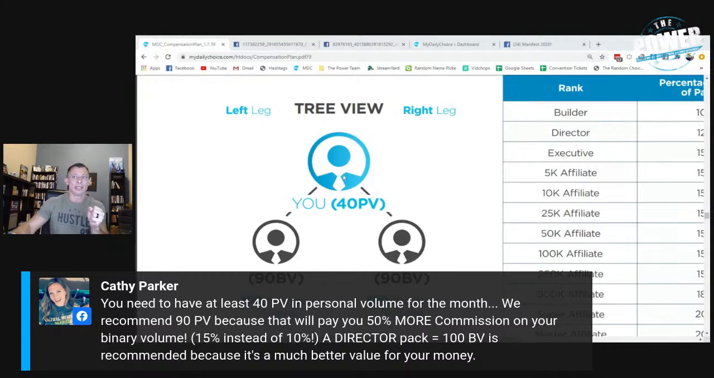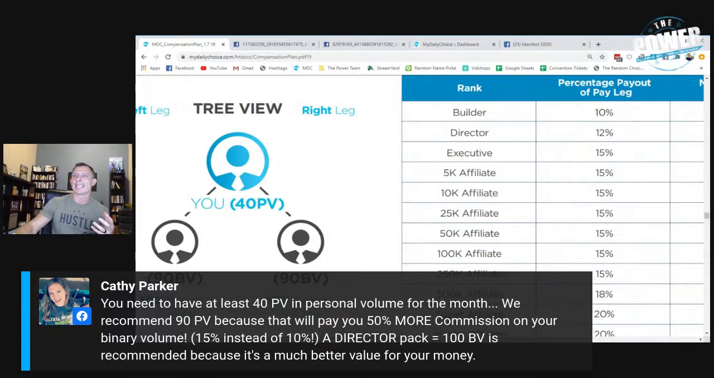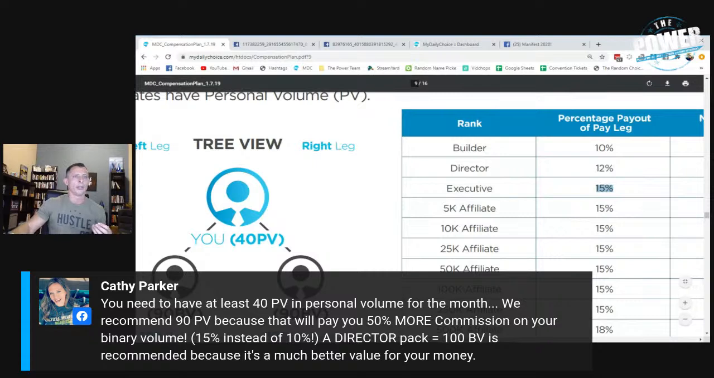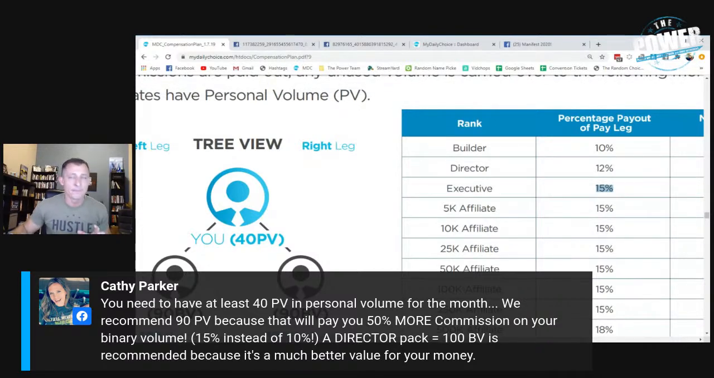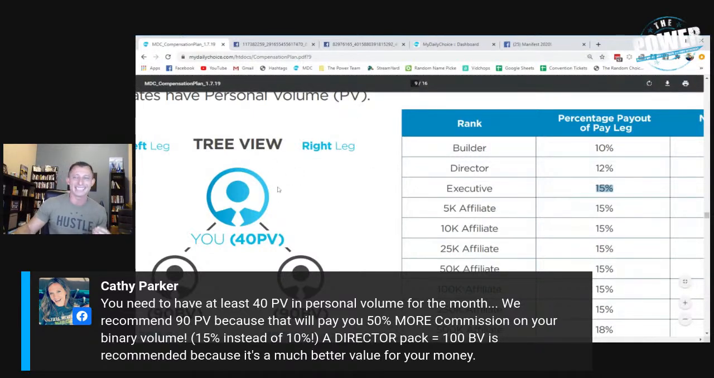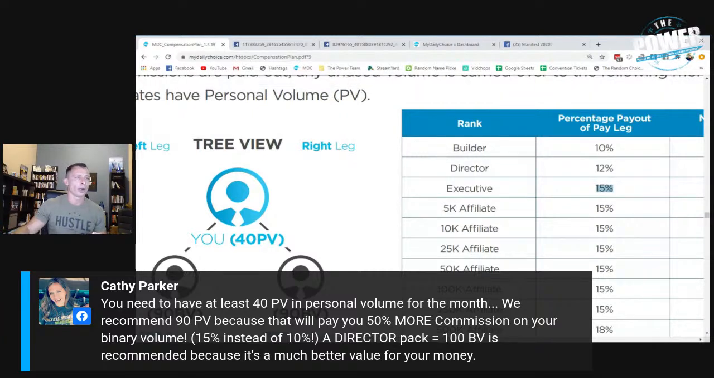When you have 90 in personal volume, that means you are personally purchasing 90 each month, and you are at the rank of what? Executive. You are going to unlock more binary commission, which you can see right here. Look at this, guys. Executive is what? 15%. Who wants 15% residuals? It's the same as all these big ranks. So you want to make sure that you are at the rank of executive and your monthly order is 90. So you're at executive and your monthly order is 90. That is going to pay you 50% commission on your binary.